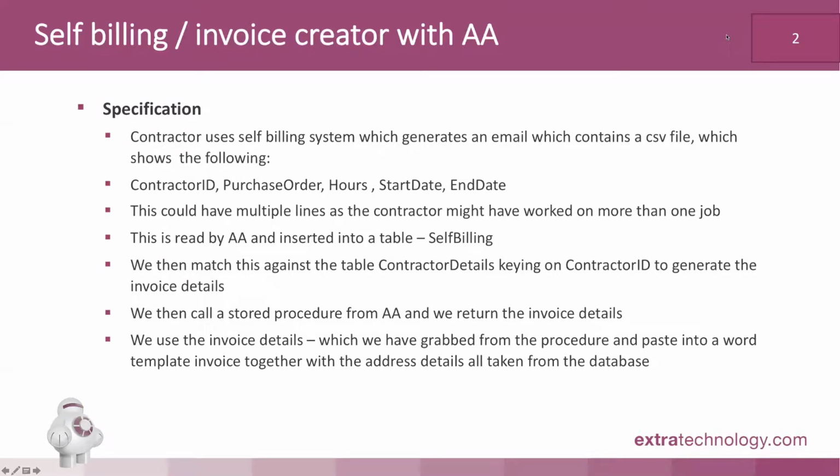This is read by Automation Anywhere and inserted into a table called self-billing. We then match this against the table contractor details, keying on contractor ID to generate the invoice details. We then call a stored procedure from Automation Anywhere, which we use to grab the invoice details. Using those, we paste them into a Word template, together with the address details all taken from the database. We make extensive use of the smart recording and object cloning facility to do this.